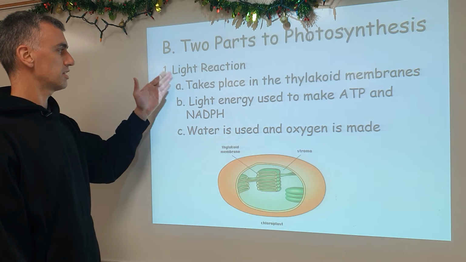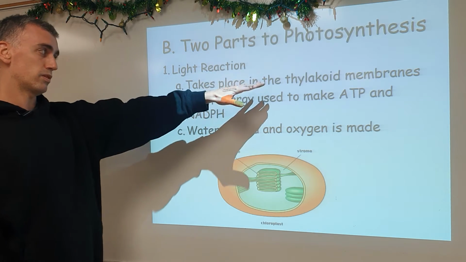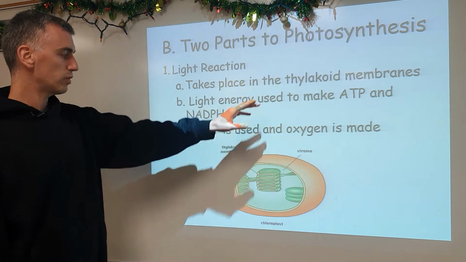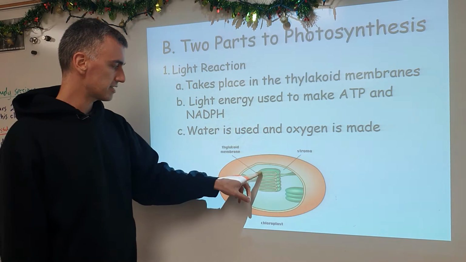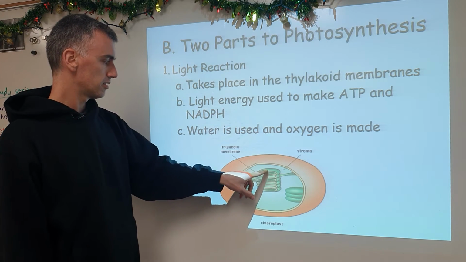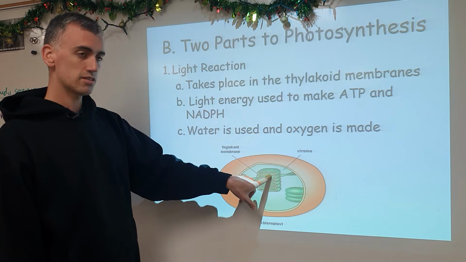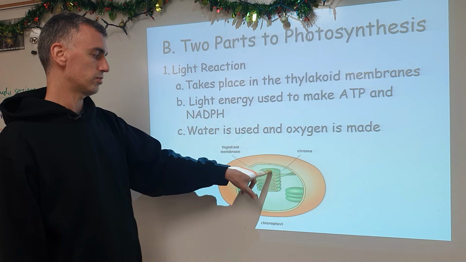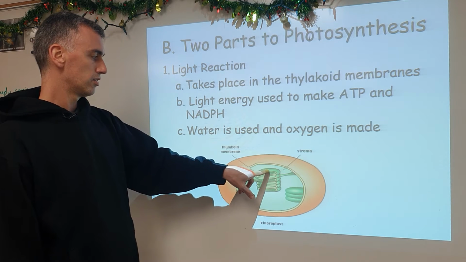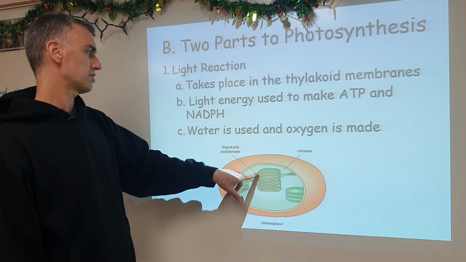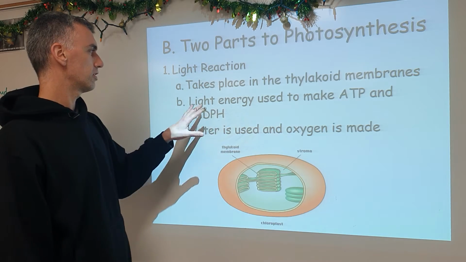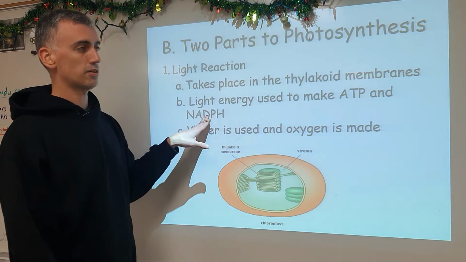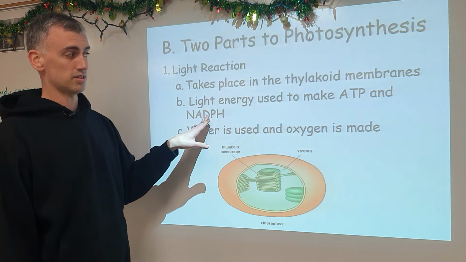So the light reaction takes place in the thylakoid membranes. Yes, be able to say where the light reaction takes place. The thylakoid membrane is inside the chloroplast. It's these things. Membrane means like the outer envelope. Think of the outer covering of a balloon or something. That's kind of what these are. So the outer covering is where this process takes place. Light energy is used to make this, which carries energy, and this, which carries electrons, both of which are needed to make the process occur.